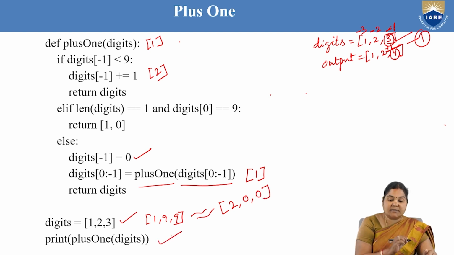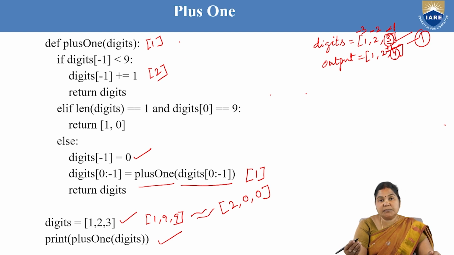Okay. This is my answer. So in this example, we have tried to solve or answer all the possible test cases through this code. Okay. So this is about the plus one coding. Now we'll move on to the next problem.